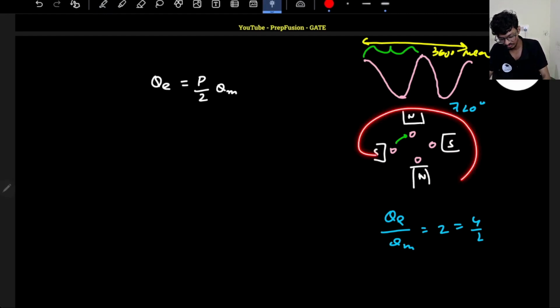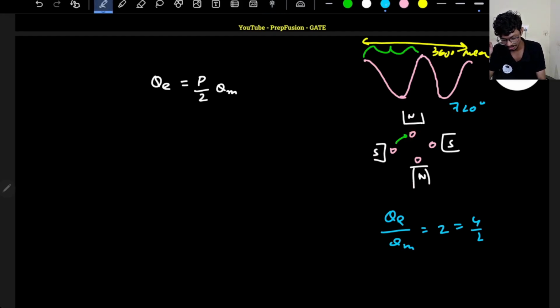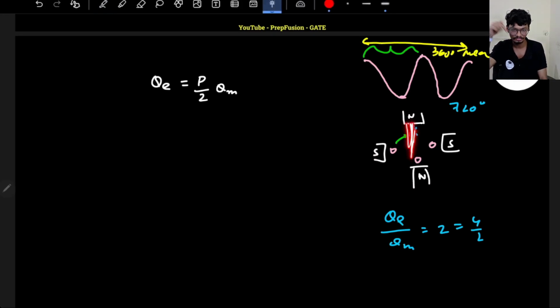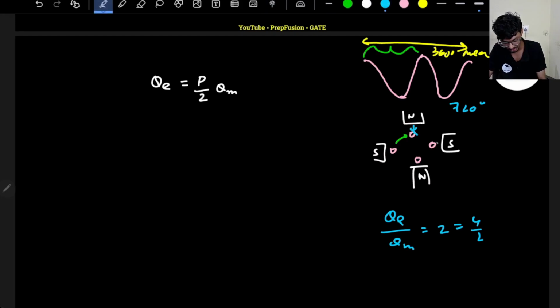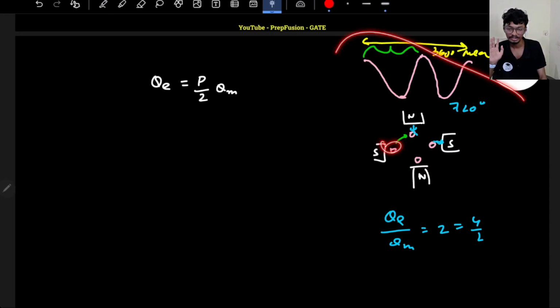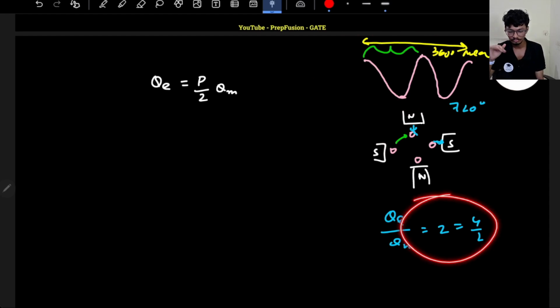If I have a 4-pole machine and I start from this point, my conductor is here at the north pole. Flux lines go from north to south, so it is maximum inwards. I have assumed inwards to be positive. Then I see flux lines here will be maximum outwards, and outwards I have assumed to be maximum negative. Again maximum inwards here, again maximum outwards. So in one mechanical rotation, electrically it completes 2 cycles. That's how we get the result.